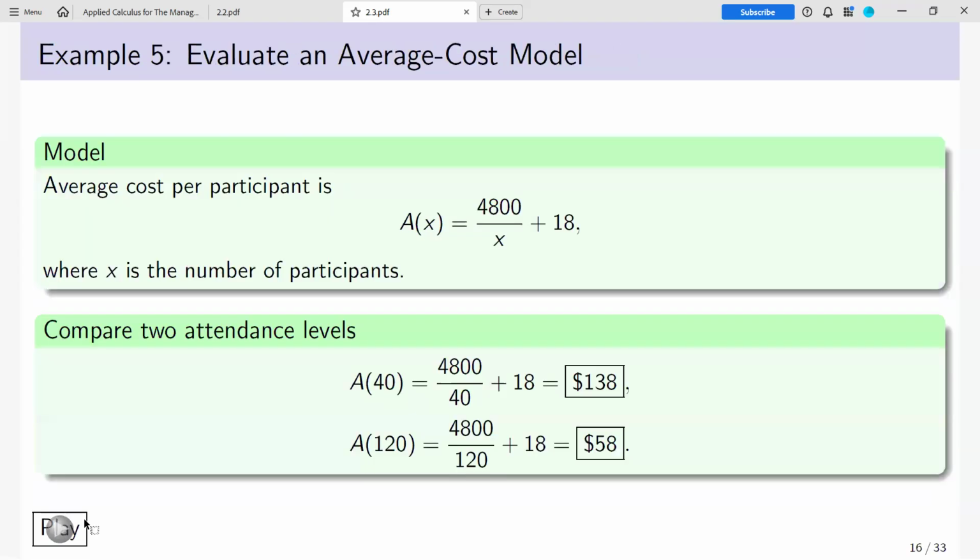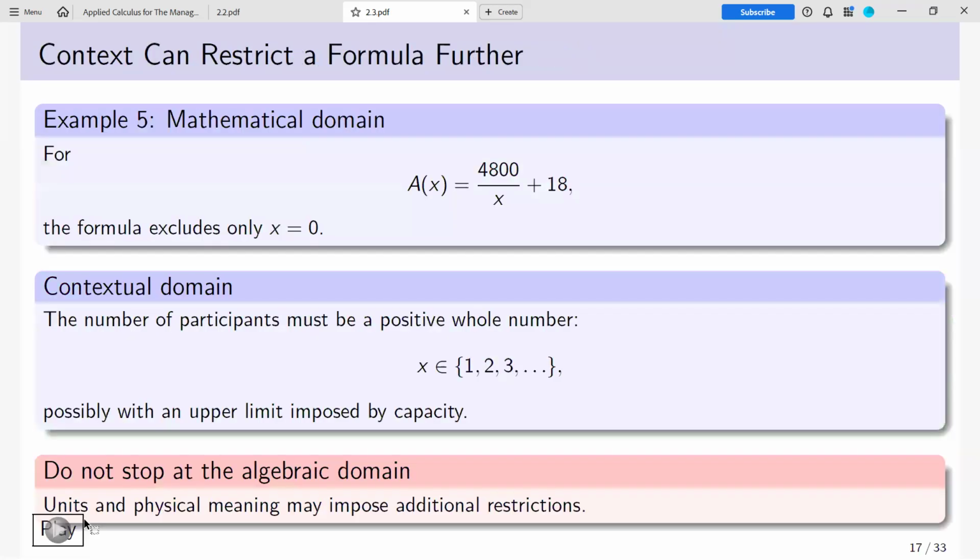At 40 participants, the average cost is $138. At 120 participants, it falls to $58 because the fixed cost is shared among more people. Algebra excludes 0, but context is stricter. Attendance must be a positive whole number and may be limited by capacity. The formula opens the door. Reality checks the guest list.